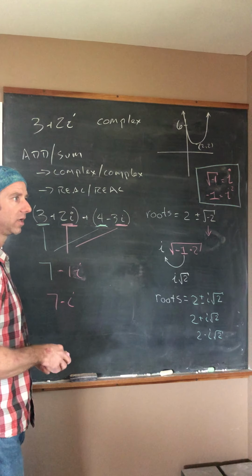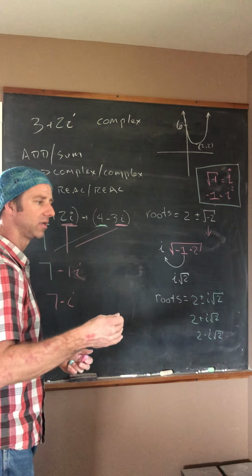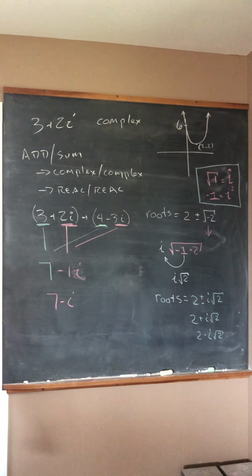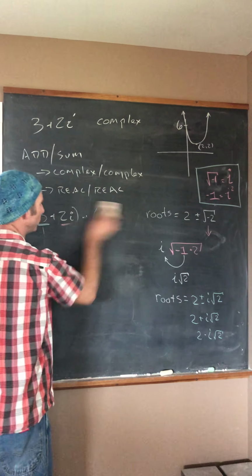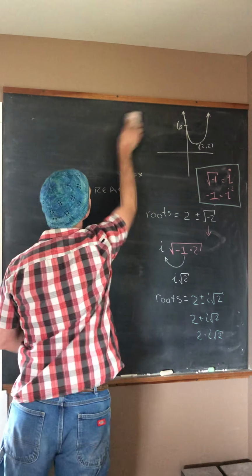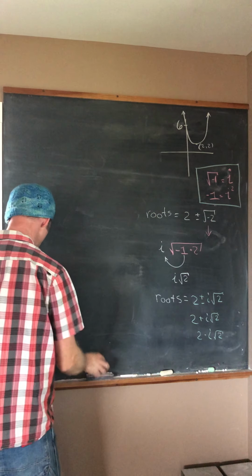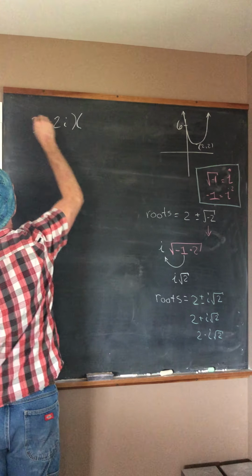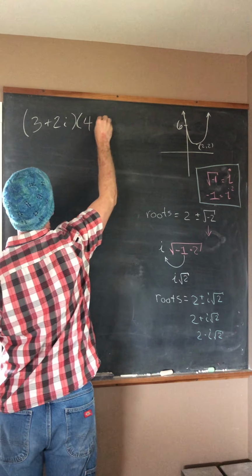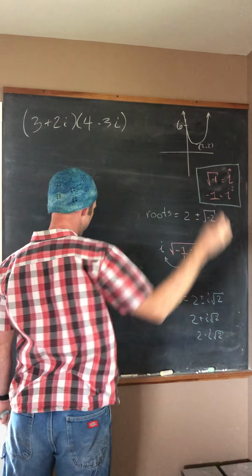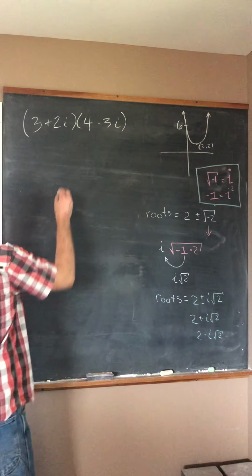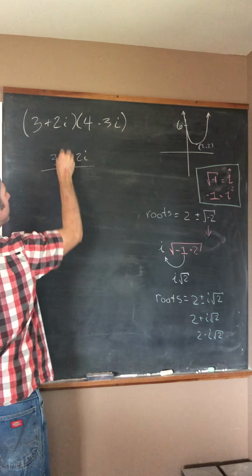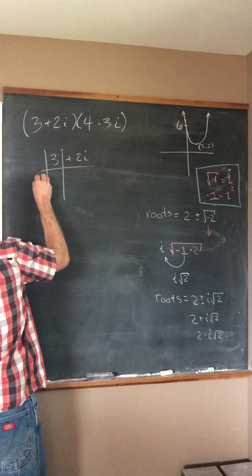Multiplication is just like multiplying factors, multiplying parentheses. So let's go back to 3 plus 2i times 4 minus 3i. I think that's what we just had, right? I want to multiply these together, and we use the square. 3 plus 2i, 4 minus 3i.